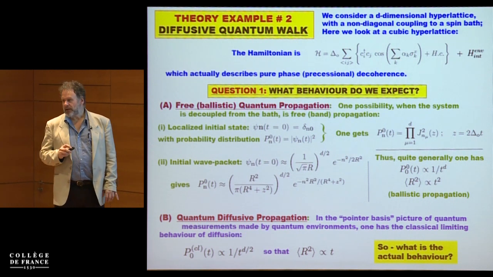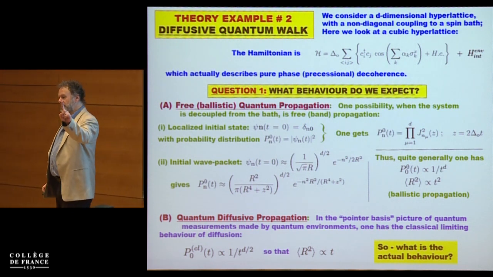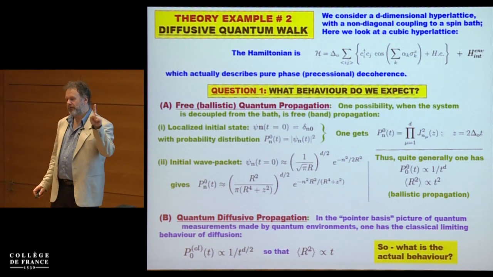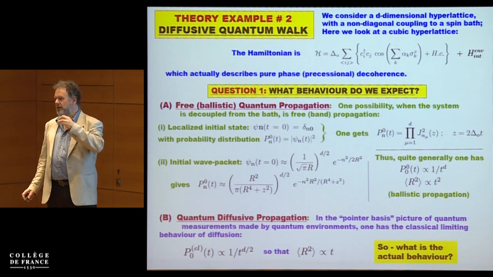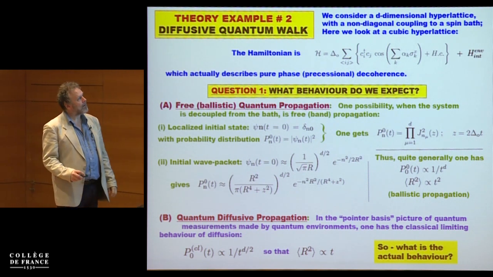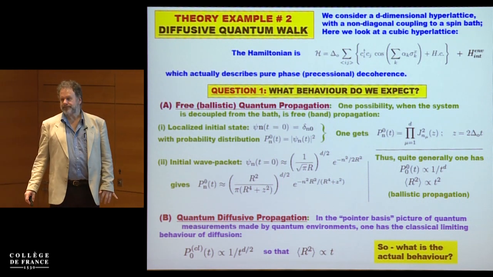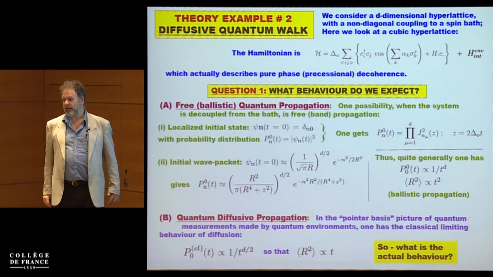This describes what I explained to you last time, precessional decoherence. The bath spins precess in the field of the particle, and the angles through which they precess depend on the path of the particle, so the particle and the bath spins become entangled. So we can ask what's going to happen in this case. Let's ask ourselves first, what do we think will happen?